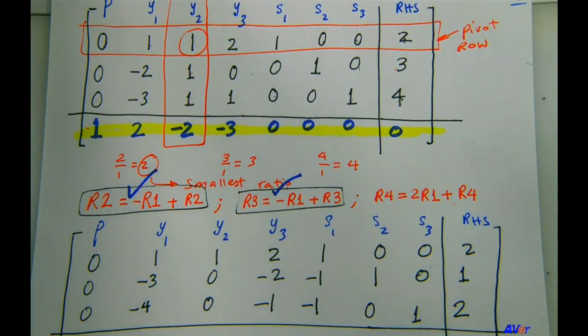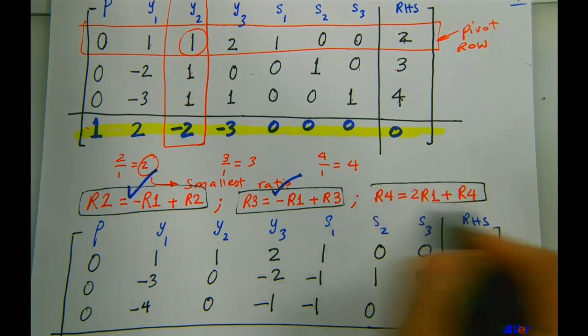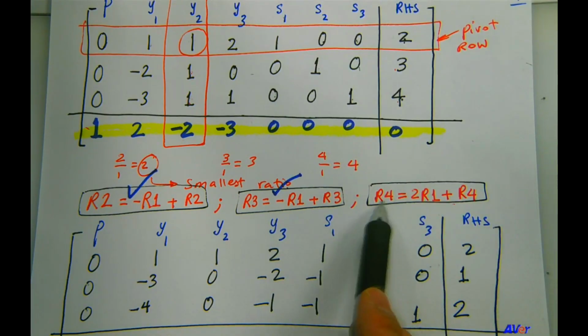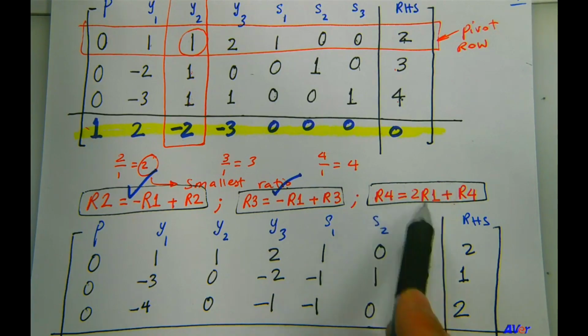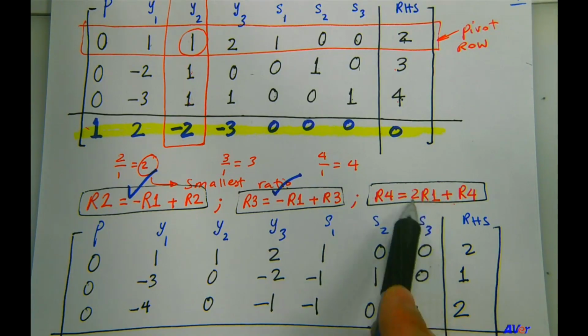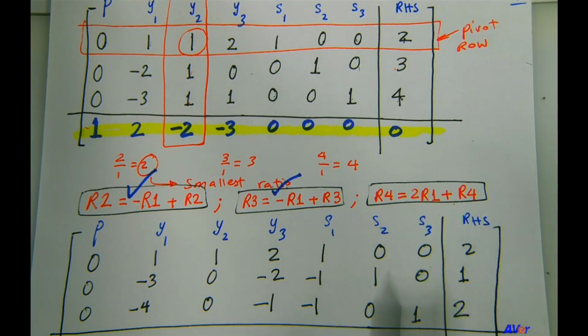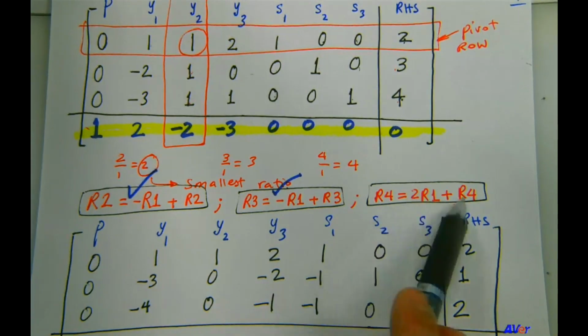Now we're moving to this row operation. What is this row operation doing? It's replacing row 4. How? By multiplying row 1 by 2 and adding it to row 4. So let's do that. Row 1 multiply by 2, add to row 4.